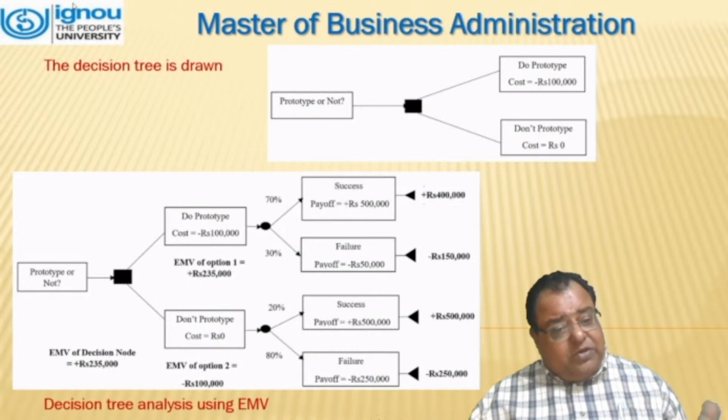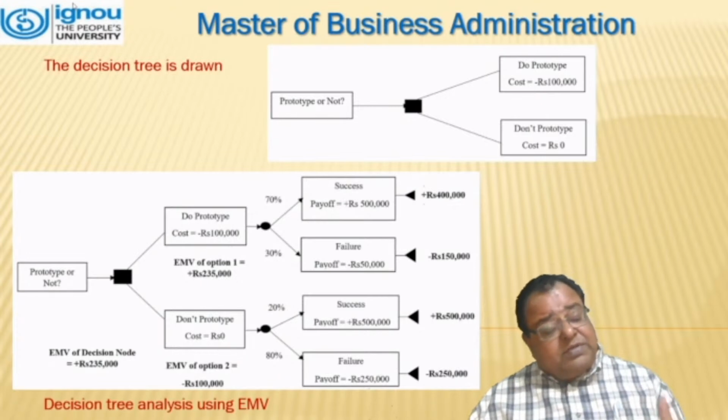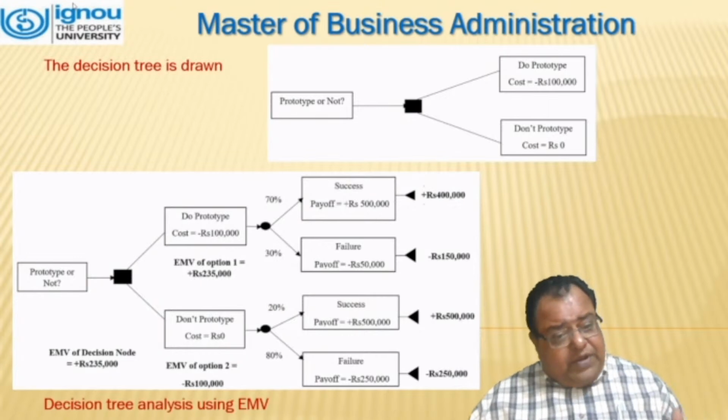If we do the prototype and we fail, that means 30%. What is the payoff? Payoff is minus 50,000. It comes out to be 1,50,000. If we don't go for the prototype, the cost is zero. And if we get a success, we will have a payoff of 20%. And if it is a failure, it will be a cost of 80%.